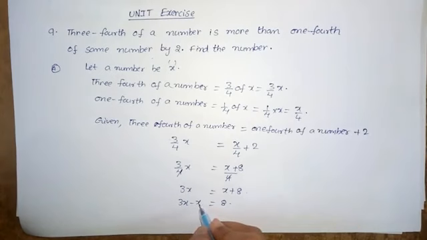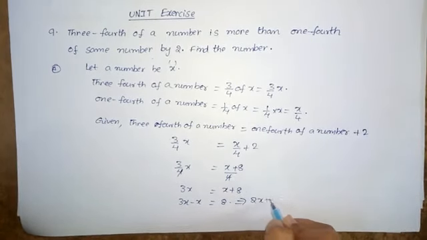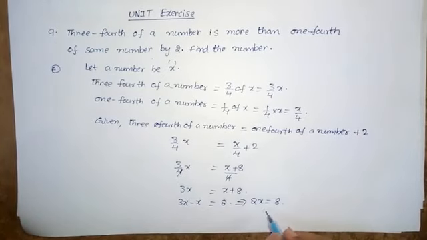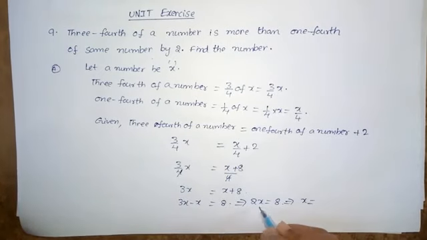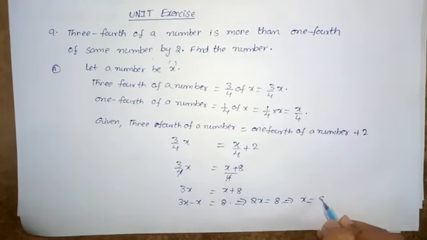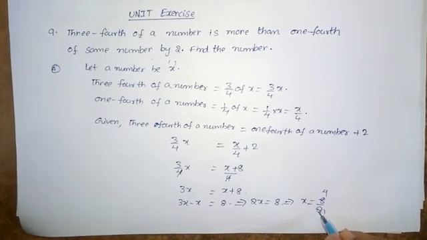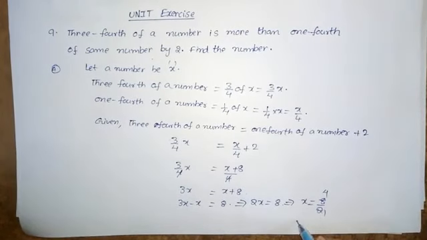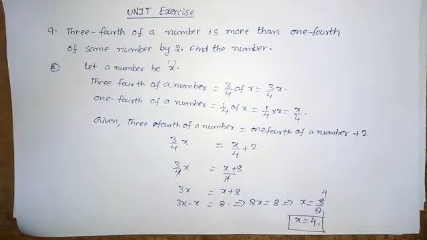Simplify this, 3x minus x becomes 2x. So from this, 2x is equal to 8. Now find the x value. So from this, x is equal to, so 2 is moving to the right side by 2. So 8 by 2. 2 1 ja 2, 2 4 ja 8. So from this, x equal to 4. So x equal to 4 is the solution for the given problem.